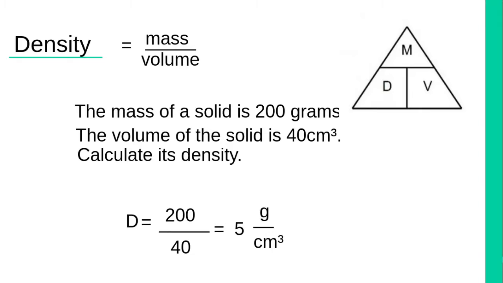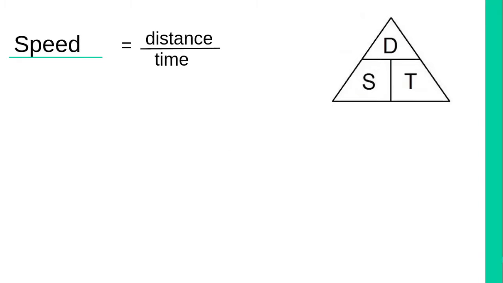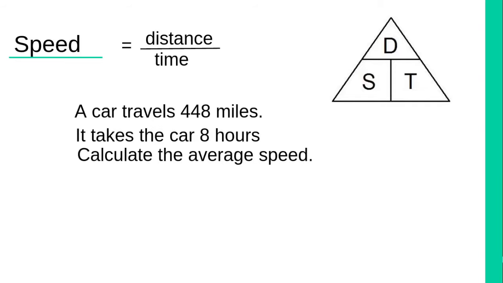We can also be asked to calculate the speed of an object, and the speed is a measure of the distance divided by the time. So if a car is traveling 448 miles and it takes the car 8 hours to travel that distance, we can calculate the average speed of the car. Using the formula, we get that the speed is equal to the distance, 448 miles, divided by the time, 8 hours. And this is 56 miles per hour.